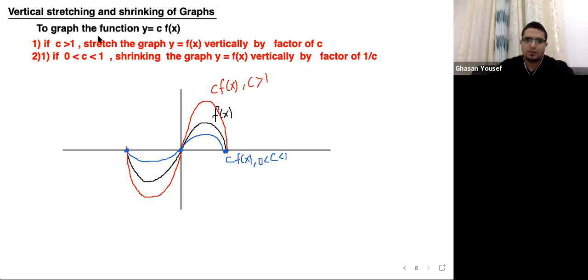Again, to graph the function y equals c times f of x, first of all, we have to know that c is outside the function. Number two, we have to see the value of c. If c is greater than 1, we have to stretch the function vertically. If c is between 0 and 1, we have to do shrinking. Shrinking means we have to push the function vertically, like this and like this. Vertically. Now we're going over the horizontal stretching and shrinking.